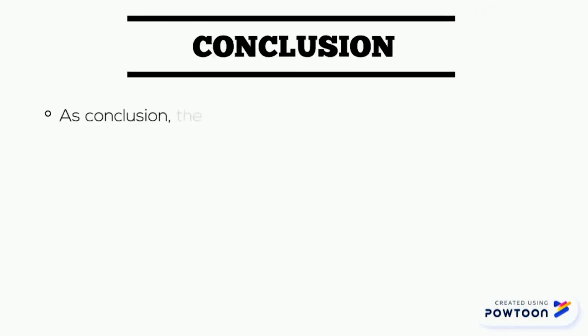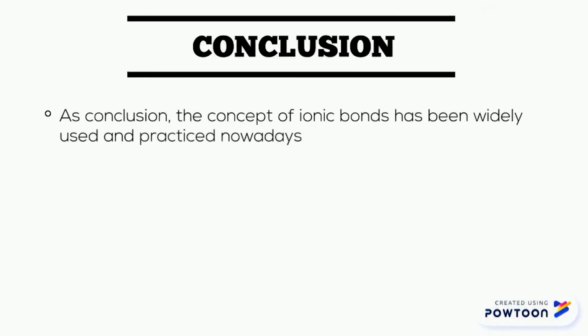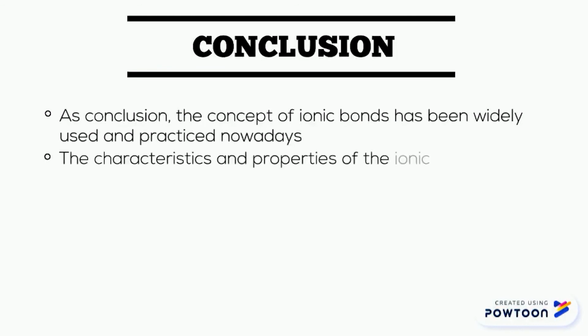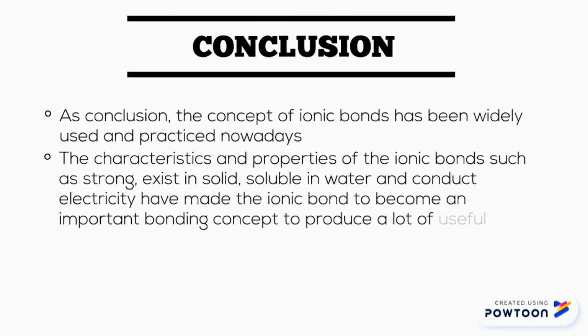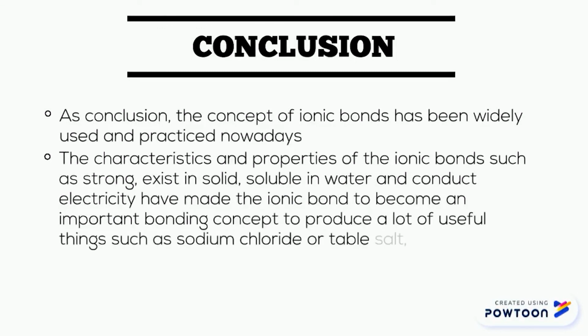As a conclusion, the concept of ionic bonds has been widely used and practiced nowadays. The characteristics and properties of ionic bonds, such as strong, exist in solid, soluble in water, and conduct electricity, have made the ionic bond an important bonding concept to produce a lot of useful things, such as sodium chloride or table salt, lithium fluoride, and potassium iodide.